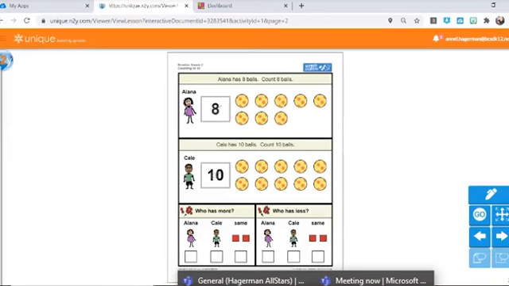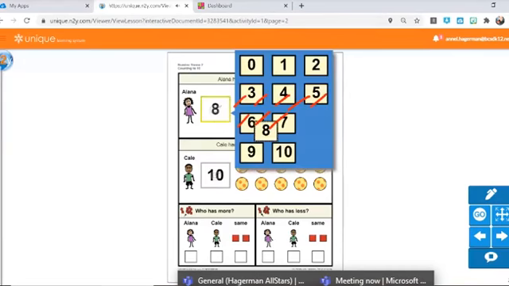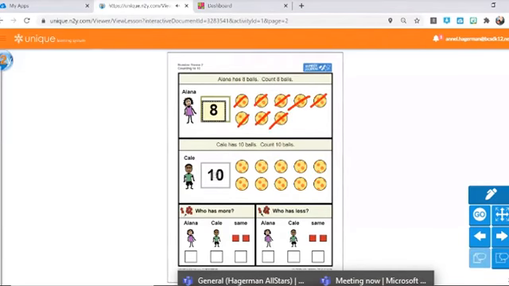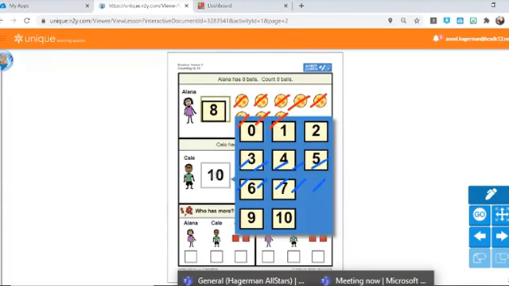All right, Elena has 8 balls. Count 8 balls. 1, 2, 3, 4, 5, 6, 7, 8. Then you match the number 8 right here. There we go. Now Kale has 10 balls. Let's count the 10 balls. 1, 2, 3, 4, 5, 6, 7, 8, 9, 10. And then find my number 10.